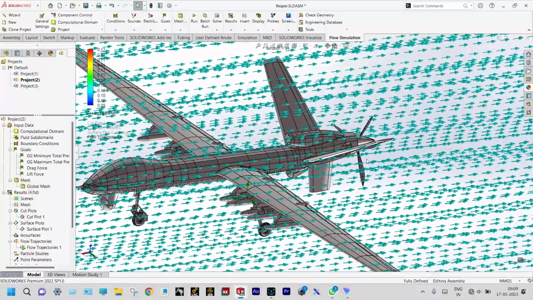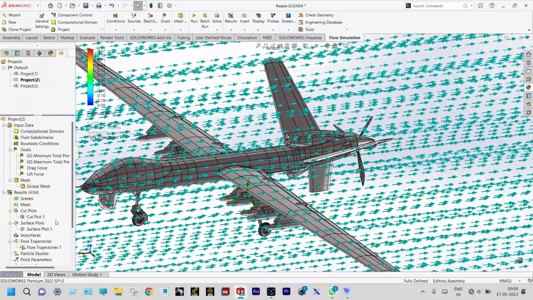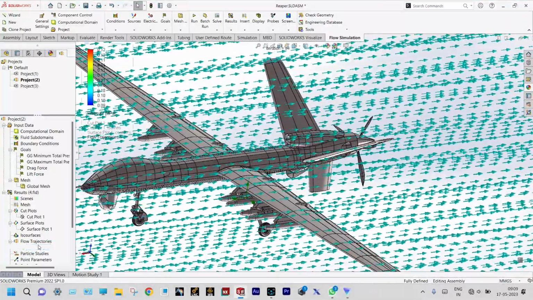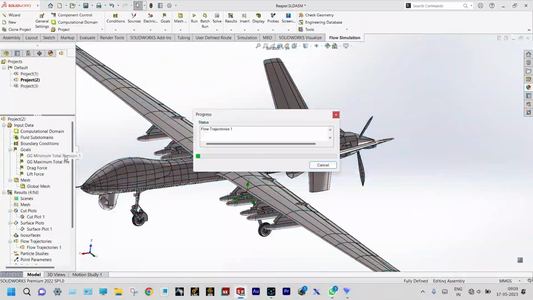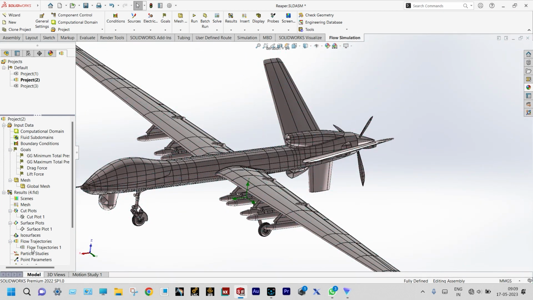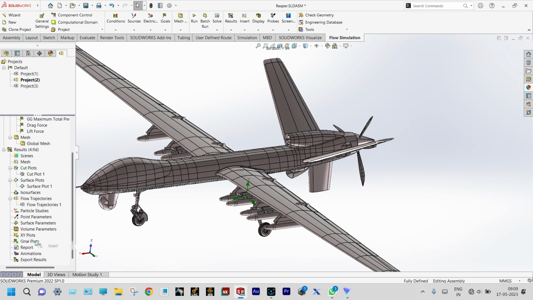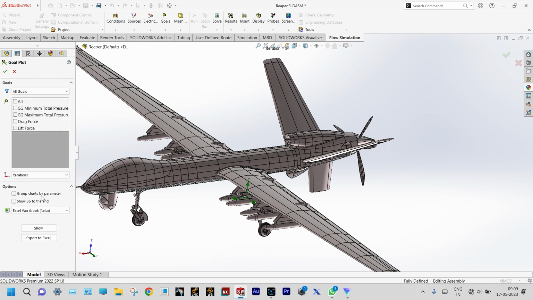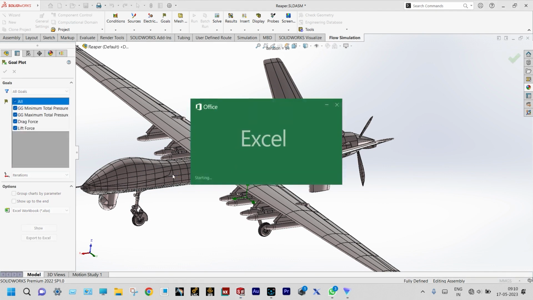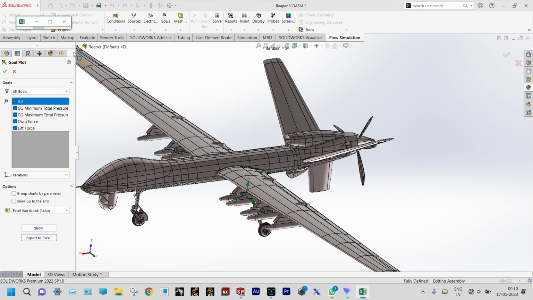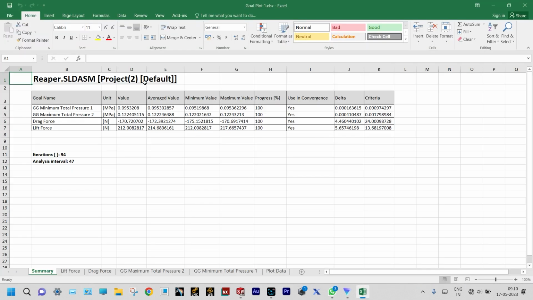We're going to see our results from goal plots, right? So let us clear and hide this one. And we want to see results from goal plots, right? So goal plots, insert, and we want to export all the results to Excel. So select all the goals and export to Excel. These are the results. You can see this is the data containing all the different parameters.